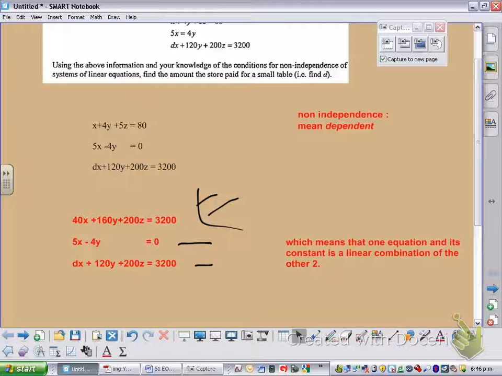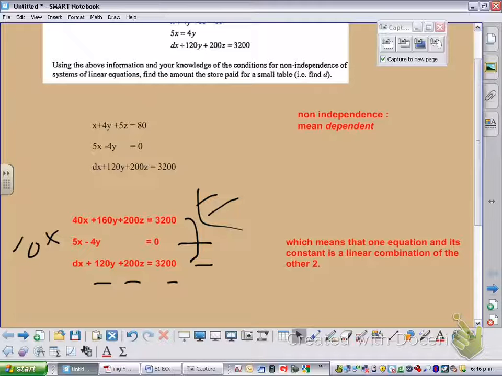Now, we're all right with this. We've got our 3200, but we've got to obviously multiply this. By now, you just got to do your math and realize that if I multiply by 10, then I'm going to get 40 and 160, and that's going to give me the 120y that I need. I've got the 200, I've got the 3200, so times it by 10.